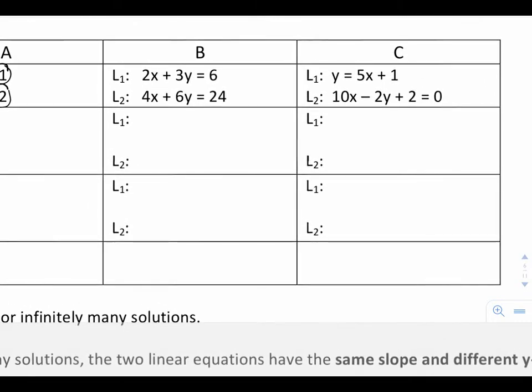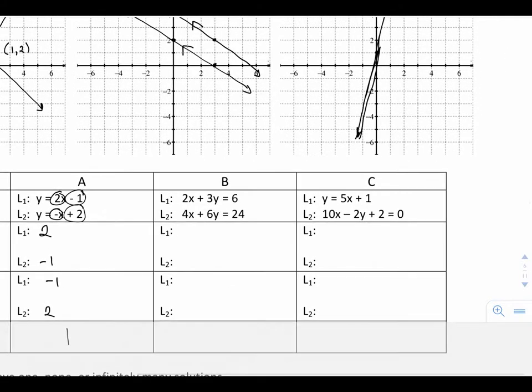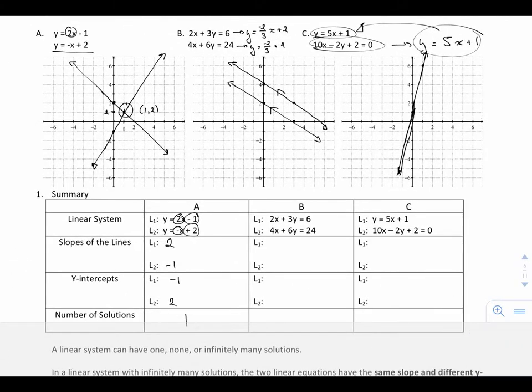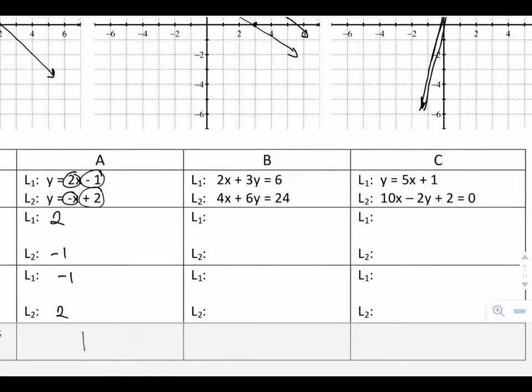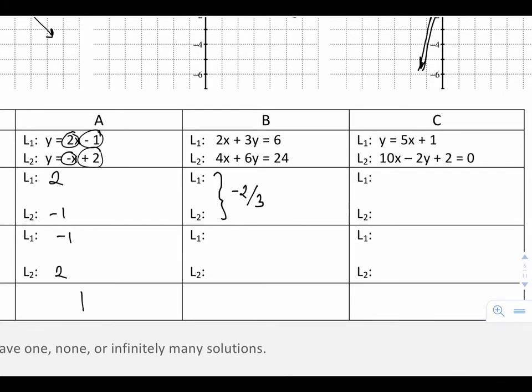Now over here, for the second set, I have to go to the modified equations. The slopes of both these lines are actually negative 2 over 3. The intercepts, the first one is 2, the second one is 4, and they have no solution. Or better yet, I should just put 0 solutions.